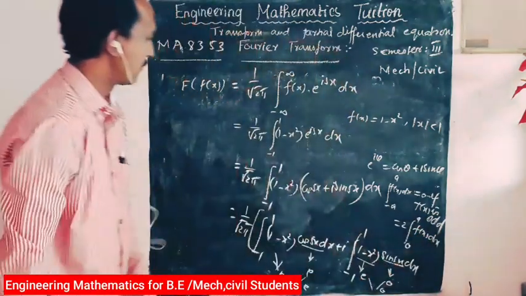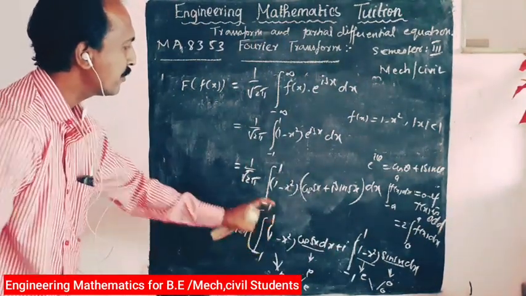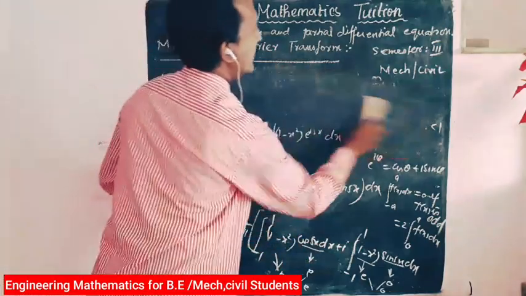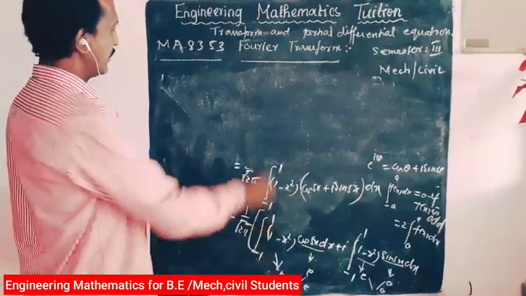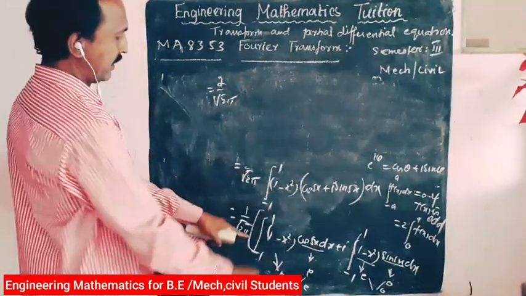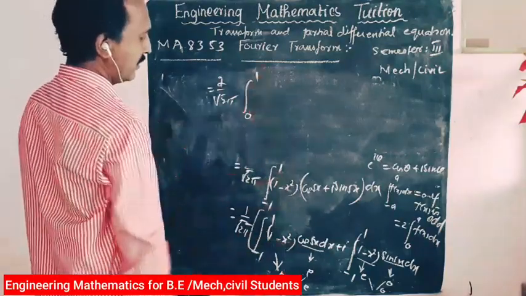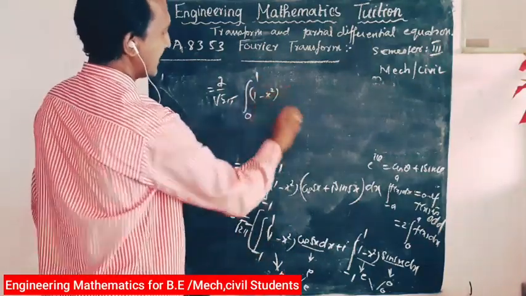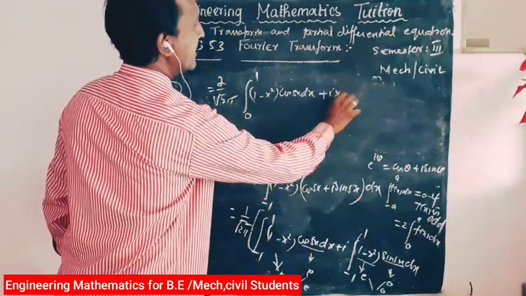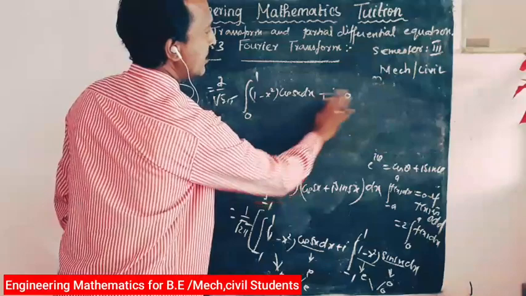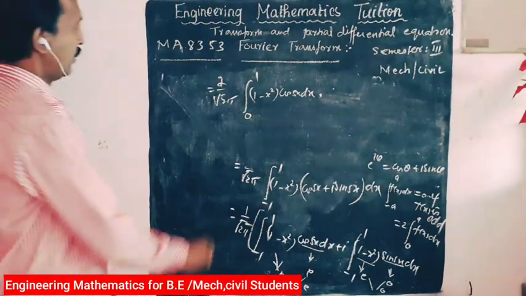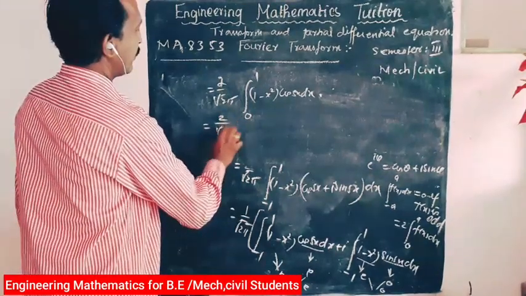In the first integral, the limits are minus a to a. Here the integrand is even. So we write the value as 1 by root of 2 pi, that is 2 by root of 2 pi, integral from 0 to 1 of (1 minus x squared) cos sx dx, plus i times 0. That term is 0, so we eliminate the second term.